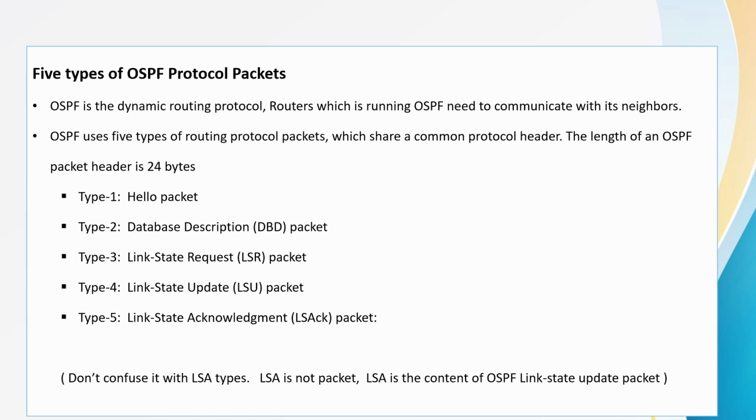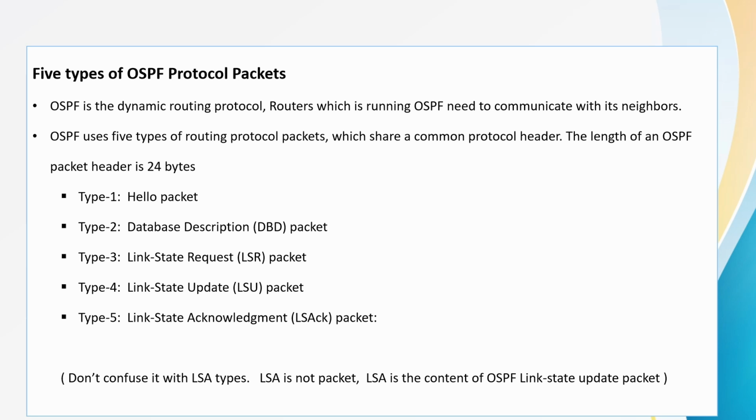Type 1, Hello packet. Type 2, Database description packet. Type 3, Link state request packet. Type 4, Link state update packet. Type 5 is Link state acknowledgement packet.